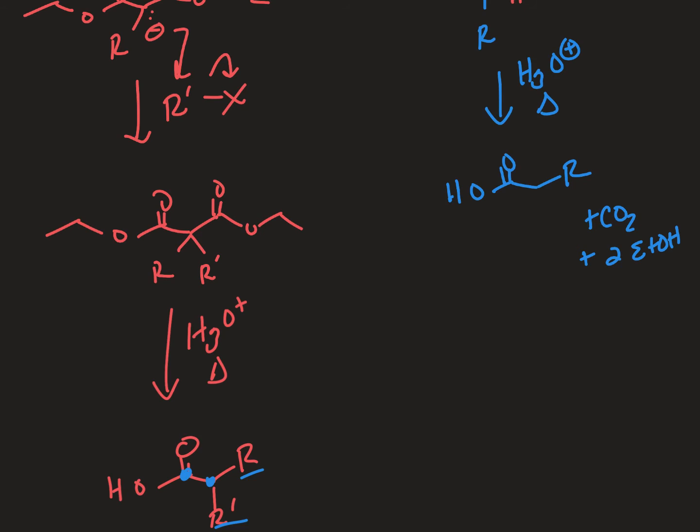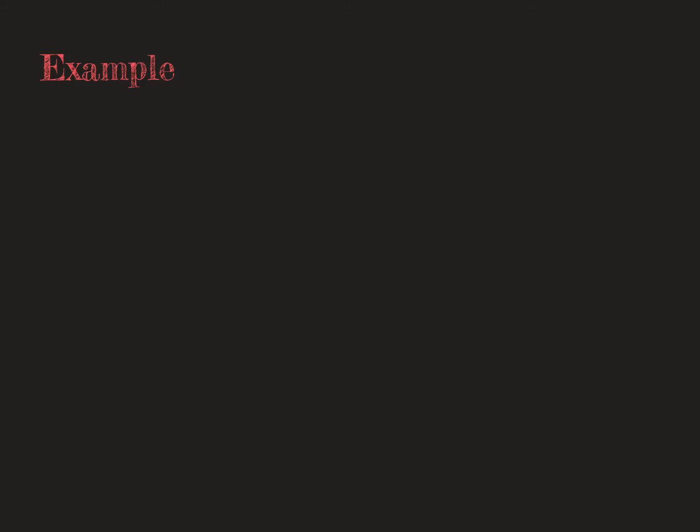You can also make a cyclic product. So if you have a dihalide that has the halogens at least 4 carbons apart, instead of adding a second alkyl halide into the mix, it can essentially come around and react with itself and form a cyclic product. Let's look at a couple examples.